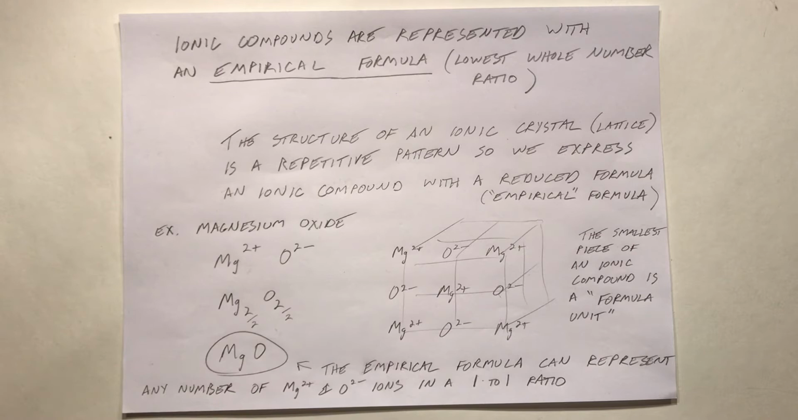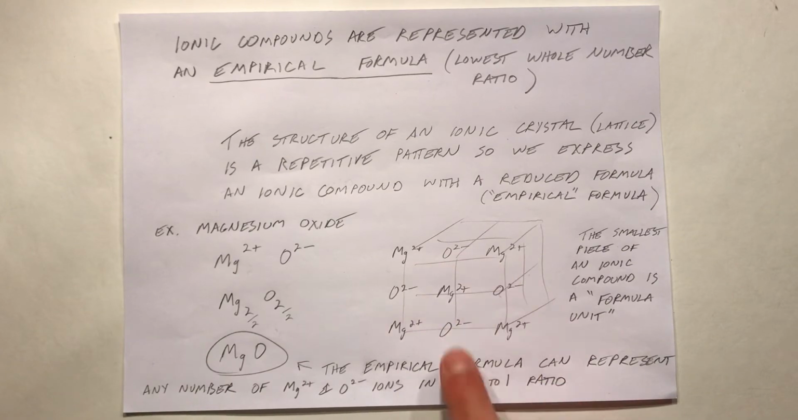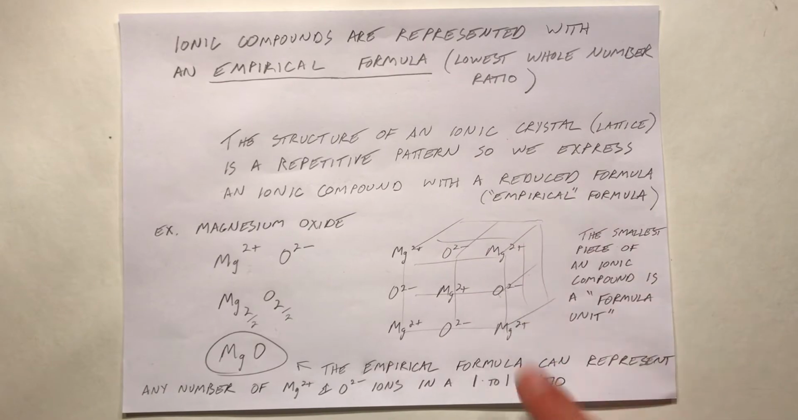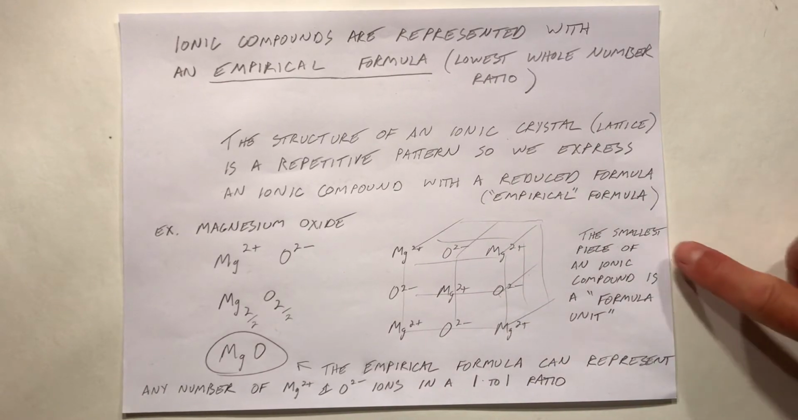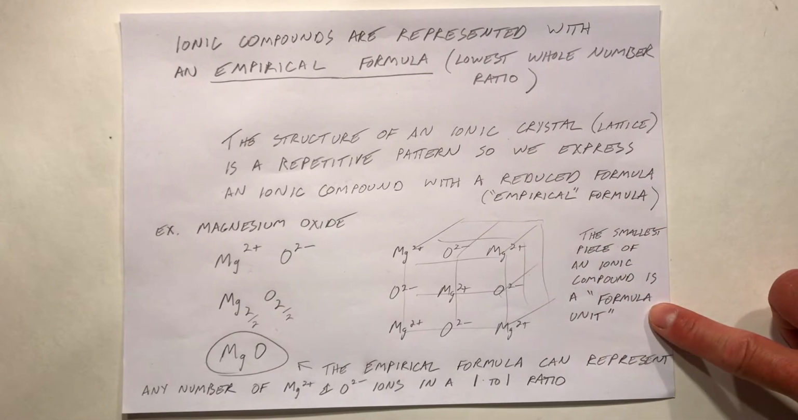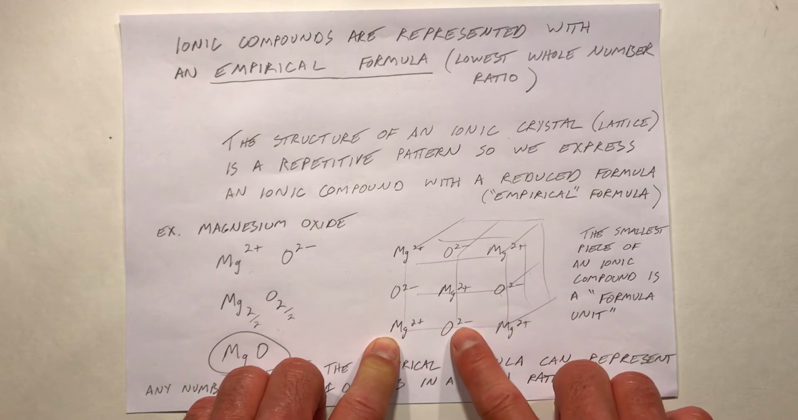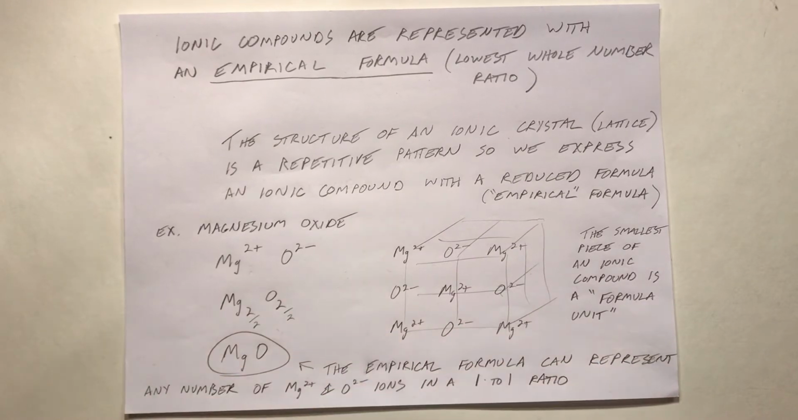And what we have is a crystal of ions held together with ionic bonding. An Mg2+, bonded to an O2-, bonded to an Mg2+, bonded to an O2-, and so on, in some type of a three-dimensional pattern called an ionic crystal. Now, the smallest piece of this ionic compound, of this crystal, is known as a formula unit, or a single piece represented by that formula. So it'd be just one single Mg2+ combined with one single O2-. That would be a formula unit.